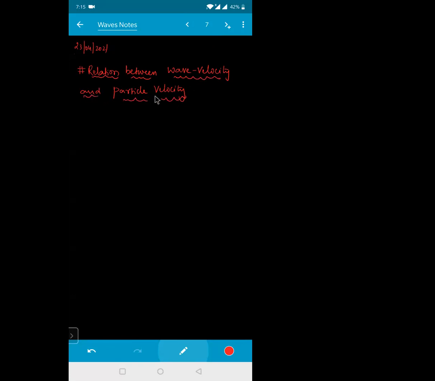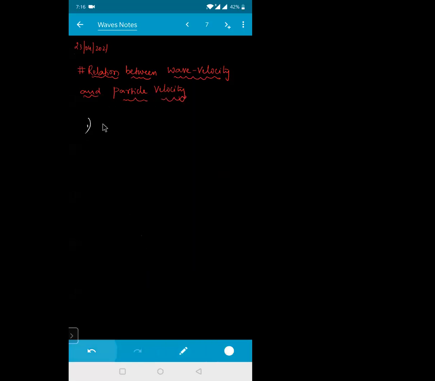What is the wave velocity formula? Yesterday I told you. Can anyone tell me? V is equal to omega by k, or V is equal to n lambda, or V is equal to lambda by T. These are all the different forms of your wave velocity. I hope you remember it.